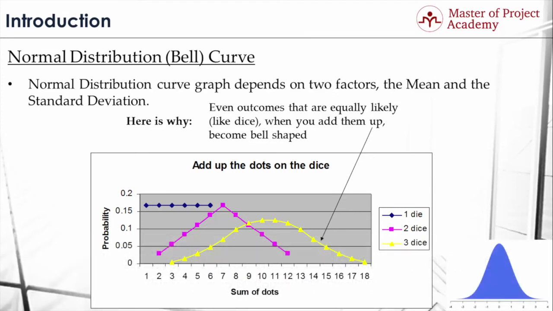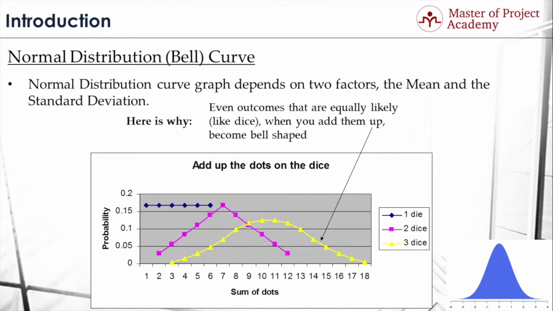And finally, if you roll 3 dices at the same time, the possibility of the sum of the dots will be as shown in the yellow line. Results will be ranging from 3 to 18, but as you see, the possibility of getting the sum as 10 or 11 are the highest, which is actually close to 10.5, and this is found by 3 plus 18 divided by 2.